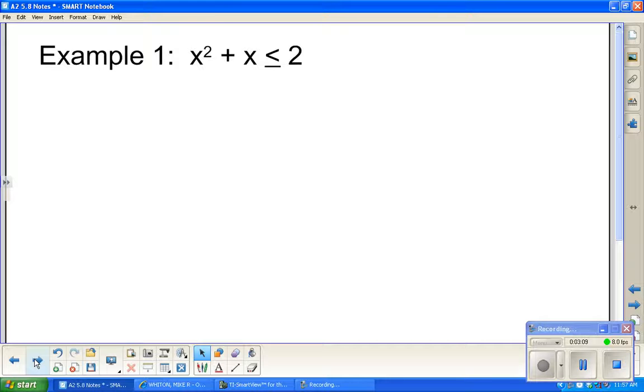So we would solve it just as if it was an equation. If that less than or equal was an equal, let's solve it. That's going to be your first step.